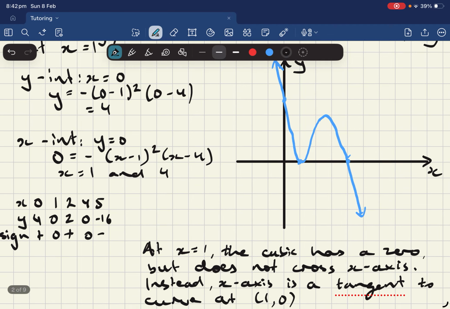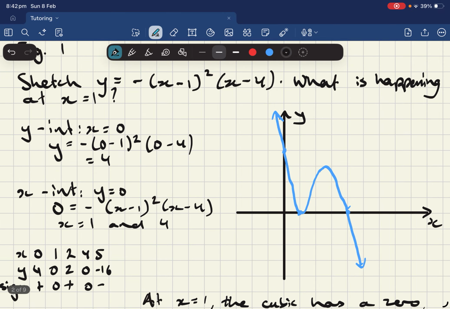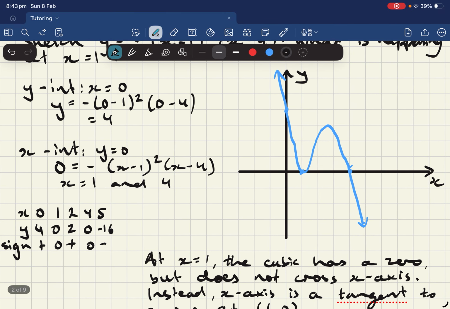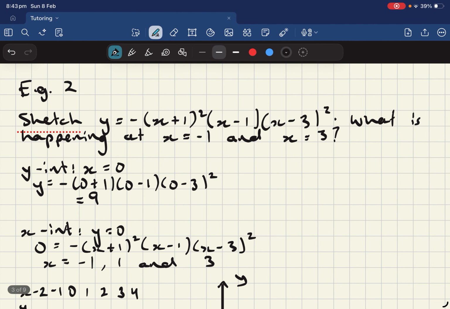So this is how we can draw this by finding our y-intercept, our x-intercepts, and drawing this sort of table of signs to determine how our function behaves. Now let's look at a trickier polynomial here. We want to sketch y equals negative (x plus 1) squared times (x minus 1) times (x minus 3) squared. And once again, it's asking us what is happening at x equals negative 1 and x equals 3.